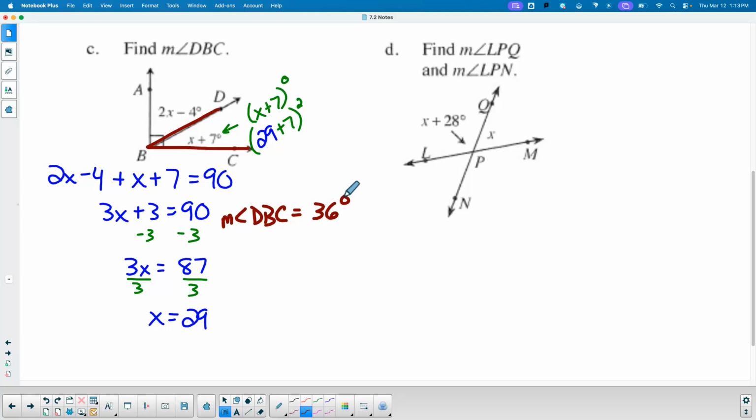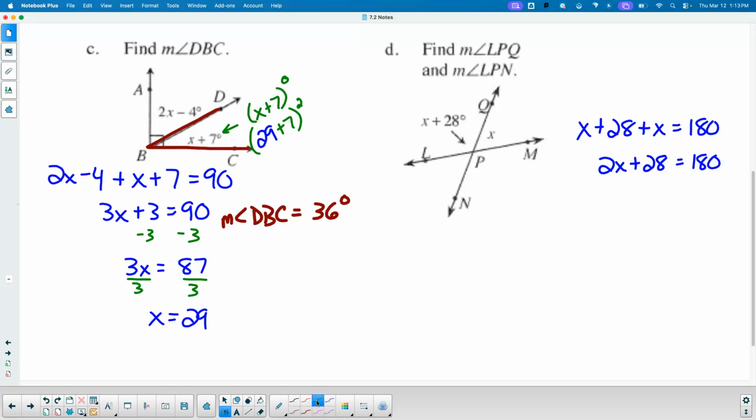Okay. It says find the measure of angle LPQ, that's x plus 28 degrees, and LPN. Okay. All right, we can handle that. Okay, what do I know about those two angles that are given? Because they're supplementary? Yep. So that's 2x plus 28.